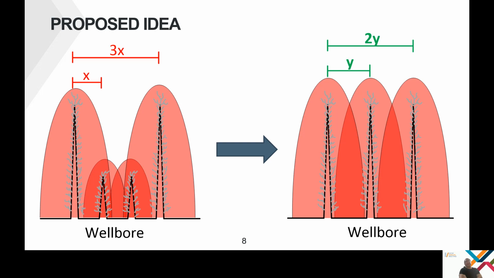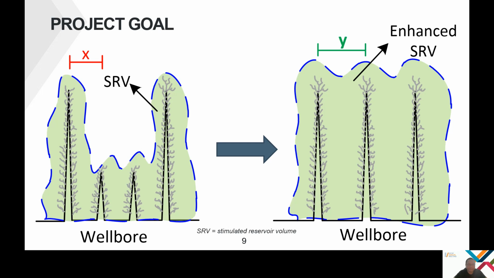So this is the proposed idea. Let's say we have this geometry. This is the old design. We have the fracture spacing of x with the maximum of 3x. And with this, we can optimize this one to become y and also 2y. It will look like this.